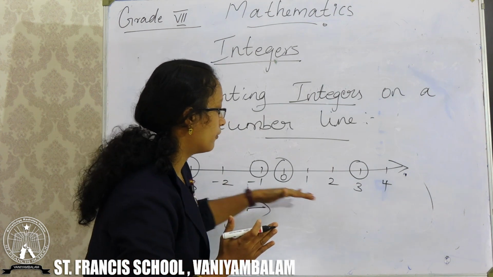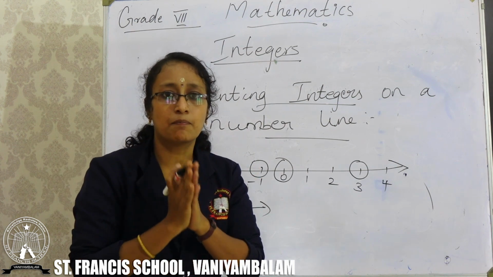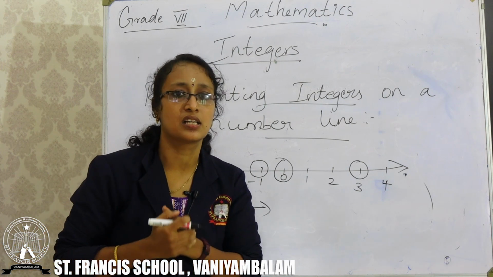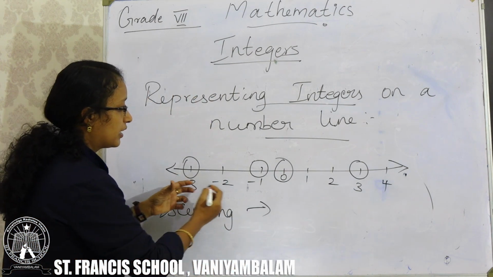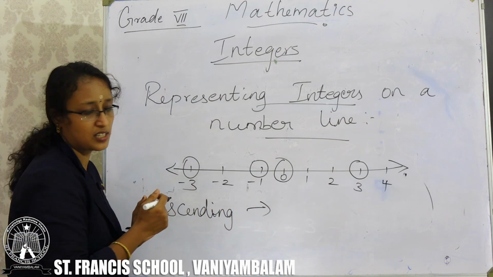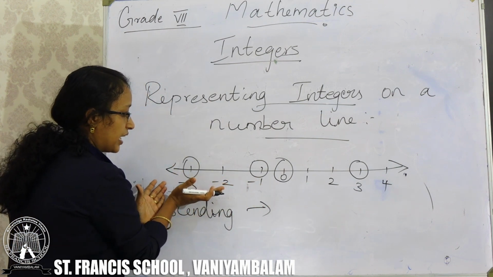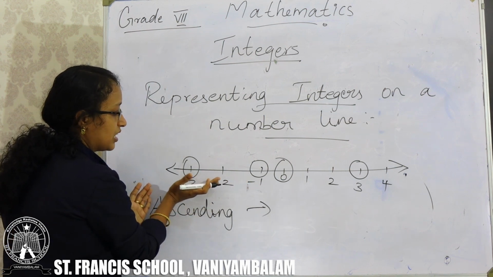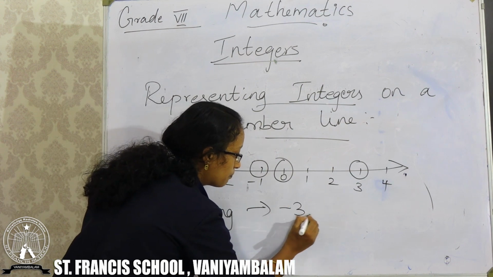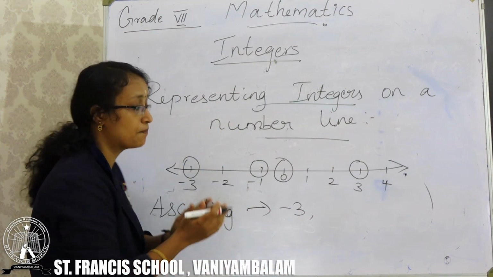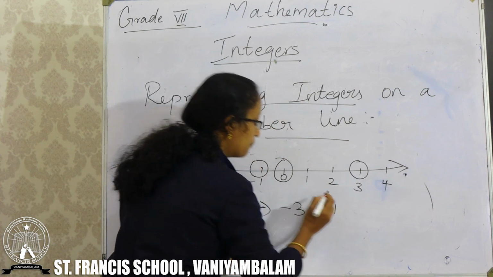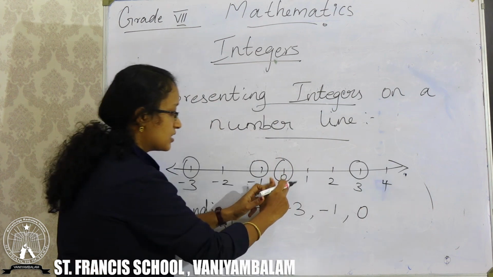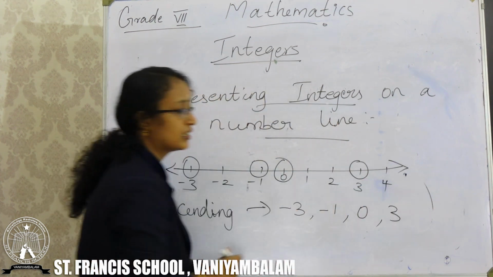Always, among numbers, the negative number is the smallest, then comes 0, then positive numbers are the biggest. So can you point out which is your smallest number? First you take the negative numbers. From the negative numbers, -1, -3. So here you have to write -3 is the smallest number. Next, the bigger number than -3 is -1. Next, 0, at last 3.